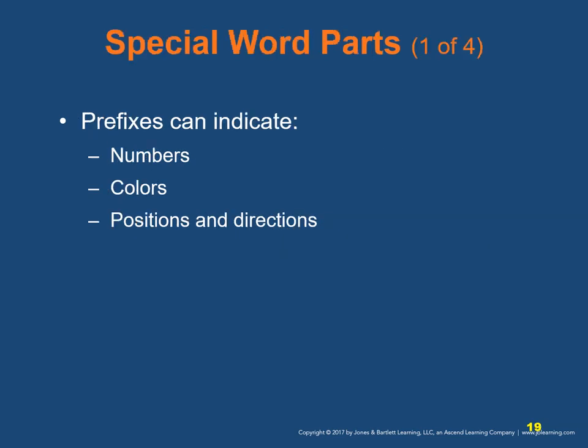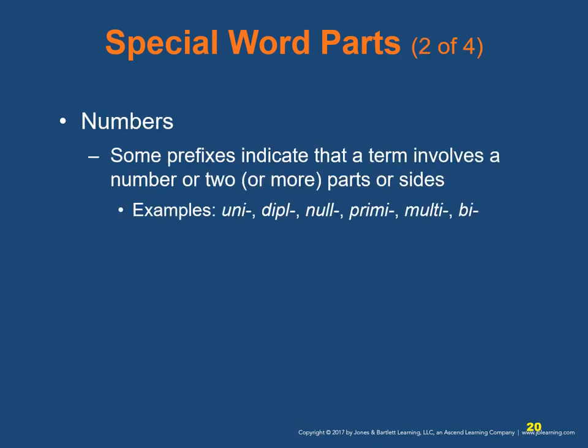Prefixes can be used to indicate numbers, colors, and positions and directions. Let's discuss the numbers aspect. Several prefixes are used to indicate if a term involves a number, such as half, one or two or more parts, or sides. Examples are uni, diplo, nulli, primi, multi, and bi.